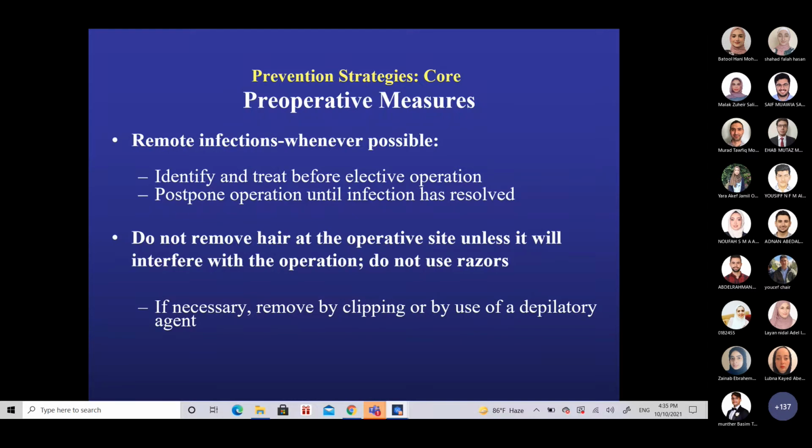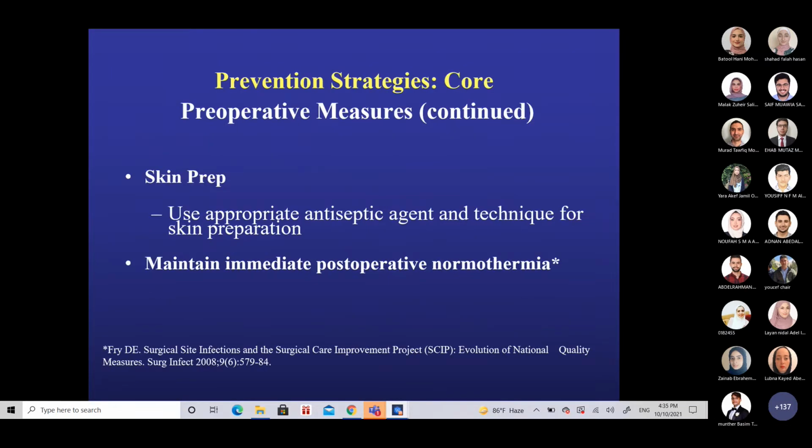What about hair removal before surgery? The recommendation is not to remove hair at the operative site unless it will interfere with the operation, and do not use razors. If necessary, we use clipping and depilatory agents. Skin preparation should be done with an appropriate antiseptic agent and technique.